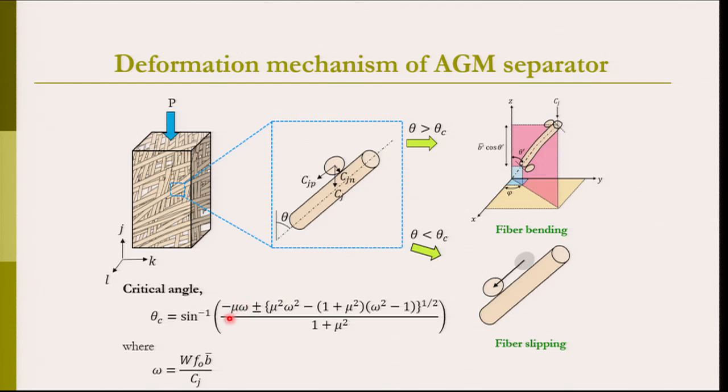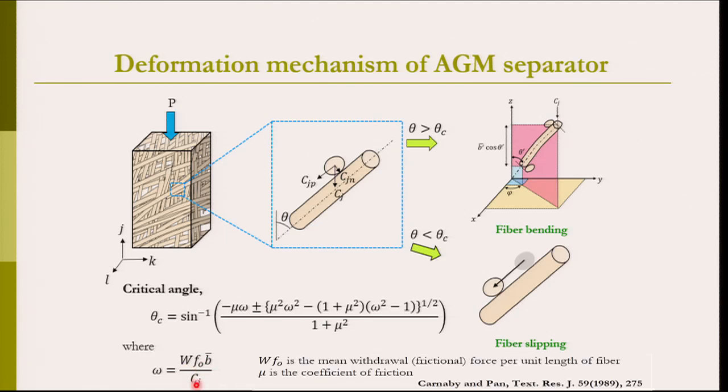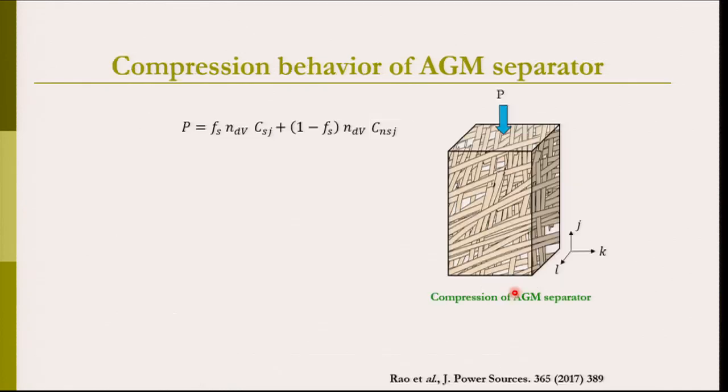which is denoted here by mu, and the internal friction, which is shown here by means of Wf naught, which is present in the system, B bar, which is the mean distance between the fiber to fiber contacts, and we already know Cj is already involved in compressing the fiber element. So, in this case we are able to classify either the bending of the fiber segment or the slippage of the fiber segment depending upon the critical polar angle.